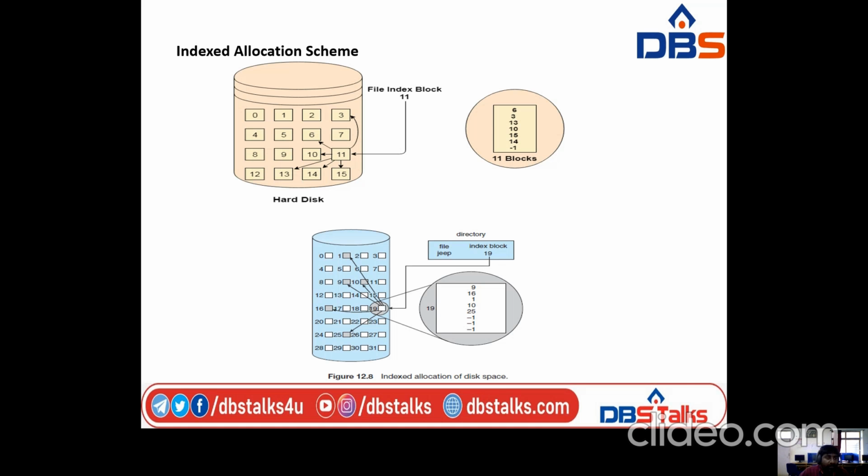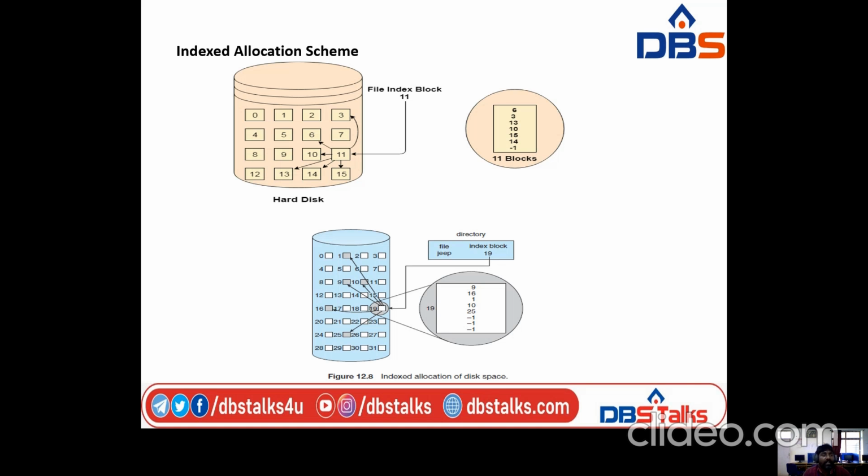See here, the index block is 11. The various blocks are 6, 3, 10, 13, 14, 16 like that. So from 11 we have 3. From 11 to 6, 11 to 10, 11 to 13, 11 to 14, 11 to 15, like that. So this is the index allocation scheme.